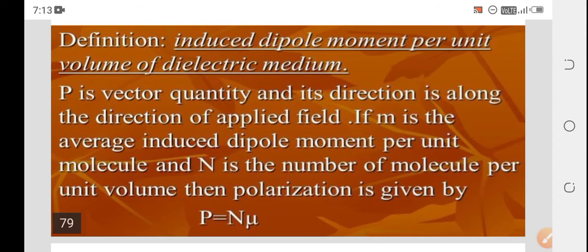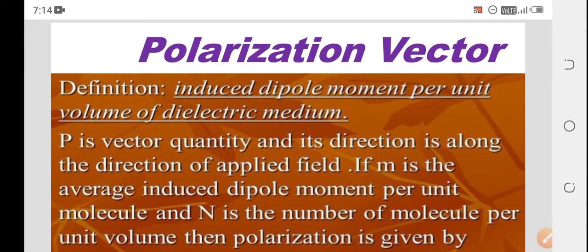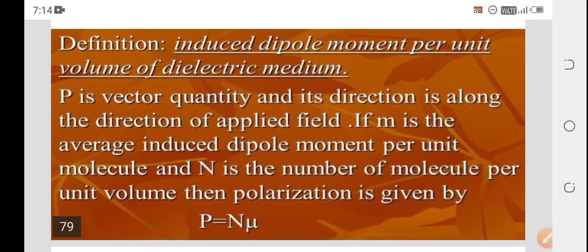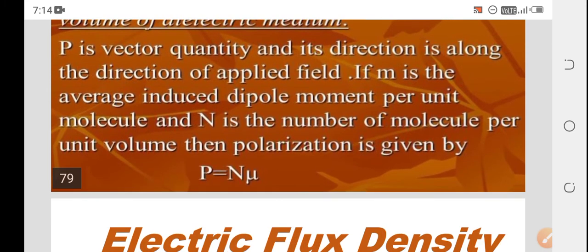If mu is the average induced dipole moment per molecule, and N is the number of molecules per unit volume, then the polarization is given as P equal to N mu. We have another definition: the product of N and mu, where N is the number of molecules and mu is the dipole moment, is defined as the polarization vector. Induced dipole moment per unit volume of dielectric medium is defined as the polarization vector.